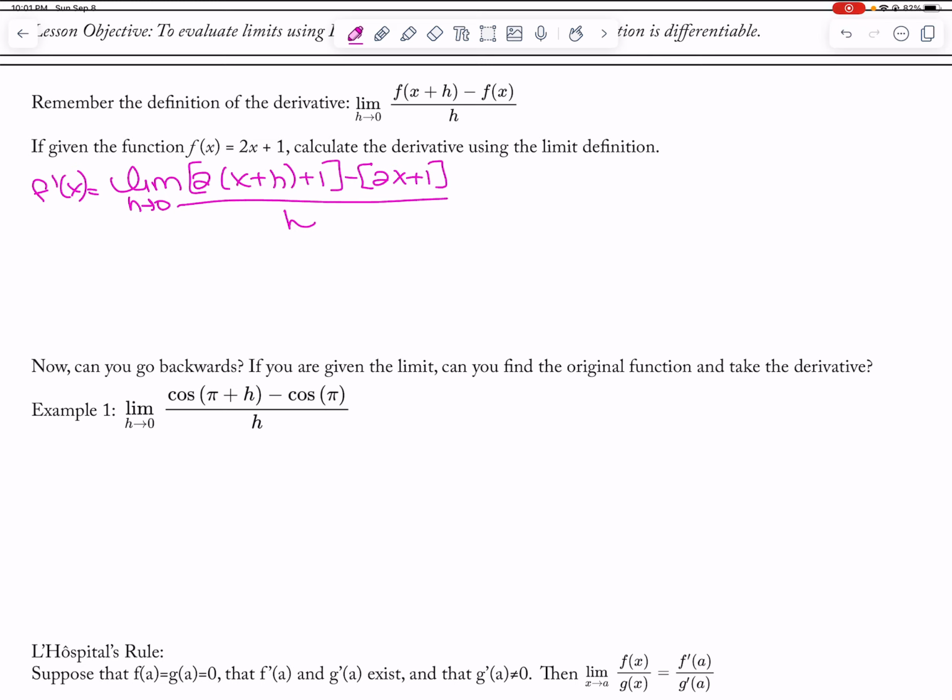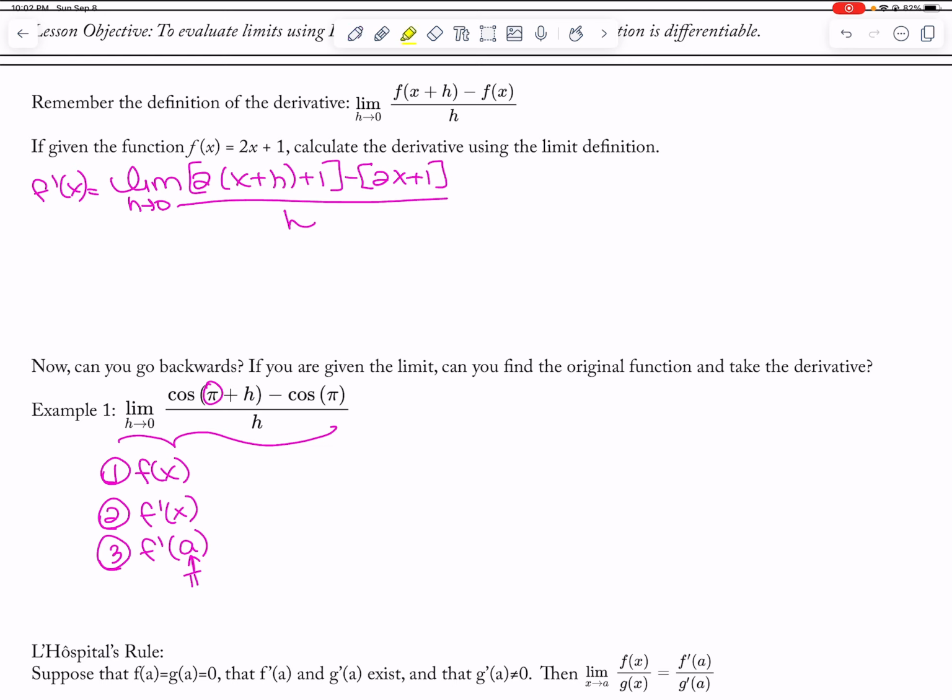But what I want you to do is be given the limit. I want you to first find the f of x. Then I want you to find f prime of x. And then find f prime of some value a, which in this case, the value is pi, that I want you to evaluate this at.